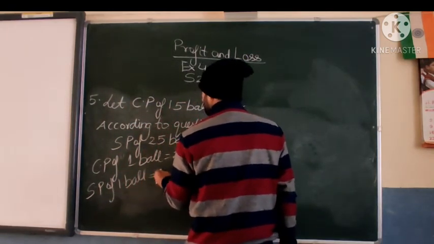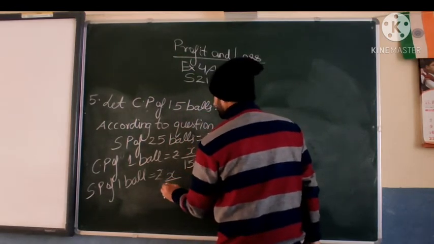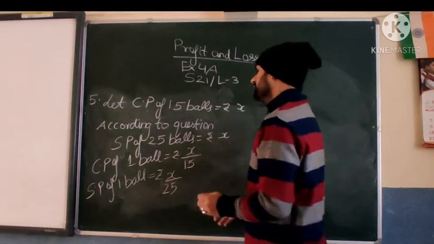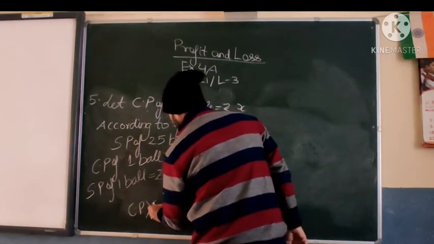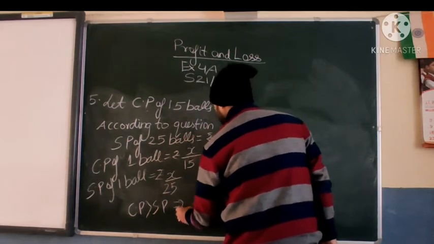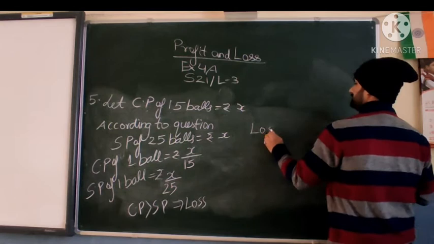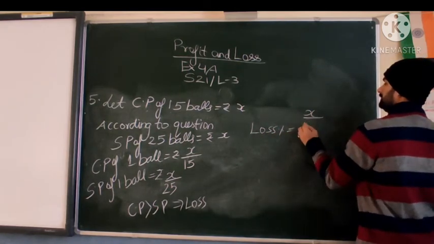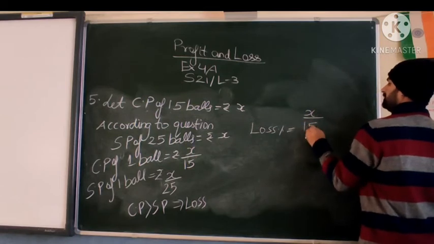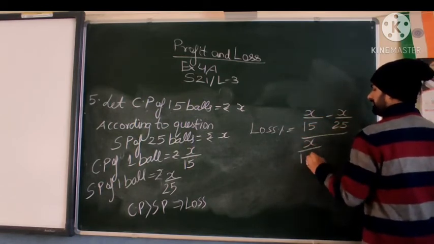Now see, this is your judgment, that you know how to calculate and compare fractions. So see here, which is more? CP is more than SP. This implies that there will be a loss. So what is the loss percent? Loss percent will be x by 15 minus x by 25, upon x by 15, into 100.